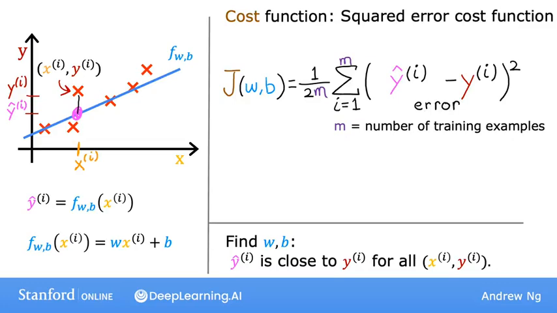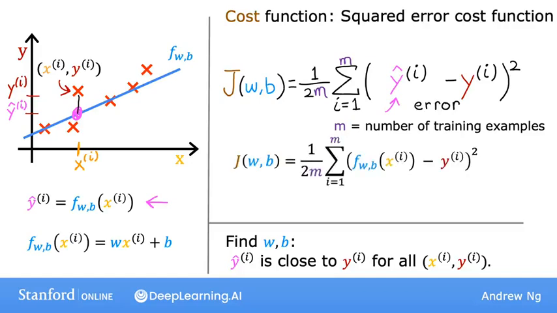So just as a reminder, the prediction y hat is equal to the output of the model f at x. So we can rewrite the cost function J of w,b as 1 over 2m times the sum from i equals 1 to m of f of xi minus yi, the quantity squared. Eventually, we're going to want to find values of w and b that make the cost function small. But before going there, let's first gain more intuition about what J of w,b is really computing.